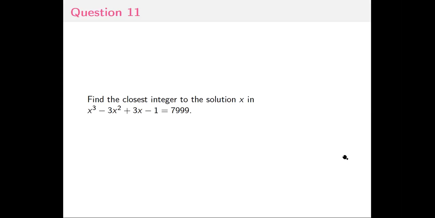Find the closest integer to the solution x, and x cubed minus 3x squared plus 3x minus 1 equals 7,999. Richard, what's your answer? That is correct. So Richard is 1, Florence 0. So Richard will advance on. Congrats.